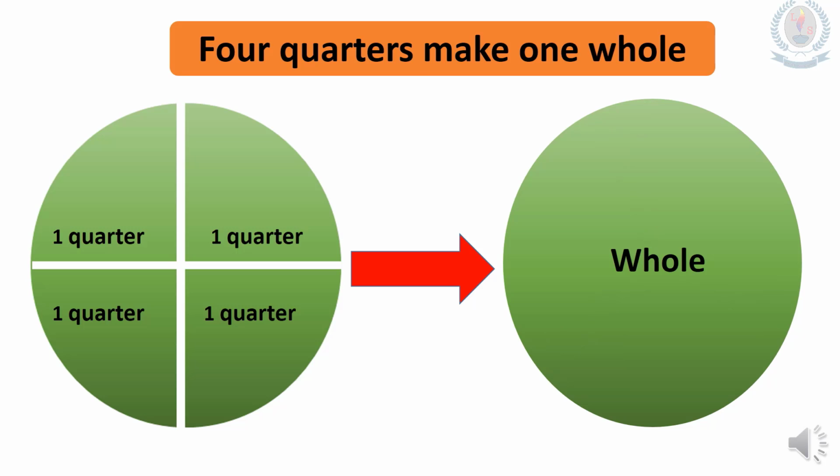Now look at this. We can see 4 quarters. 4 quarters make one whole. By using 4 quarters, we can make one whole.